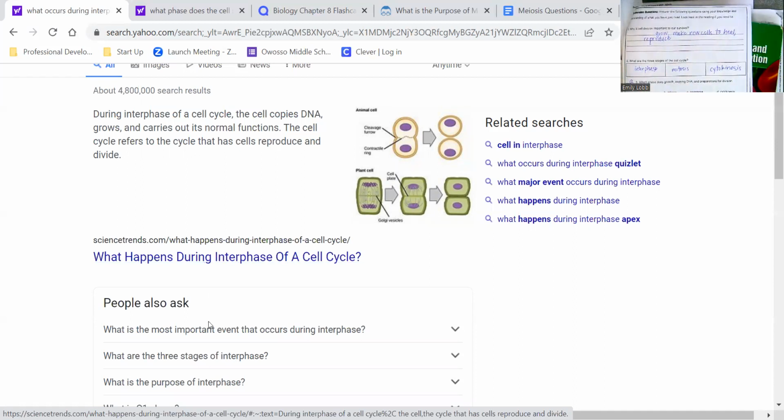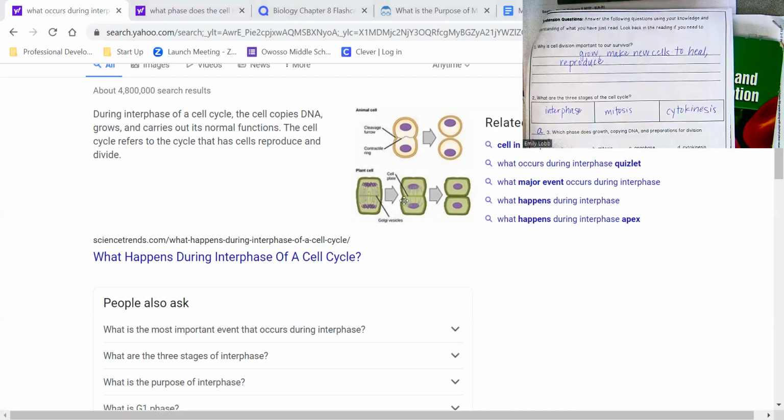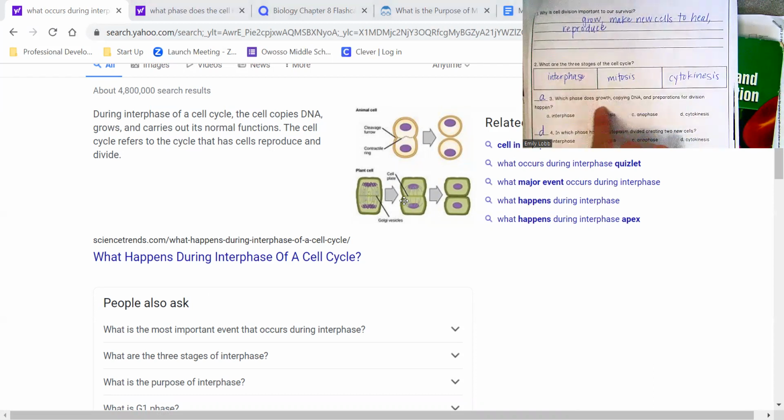So in your packet, it talks about this question already. Which phase does growth, copying DNA, and preparations for division happen? So during interphase, the cell grows, copies the DNA, and prepares for division, right? We have those things. Which one's longest? You can pick it up in the office at the end of the day. Notice all my self-control, not to throw it on the ground.